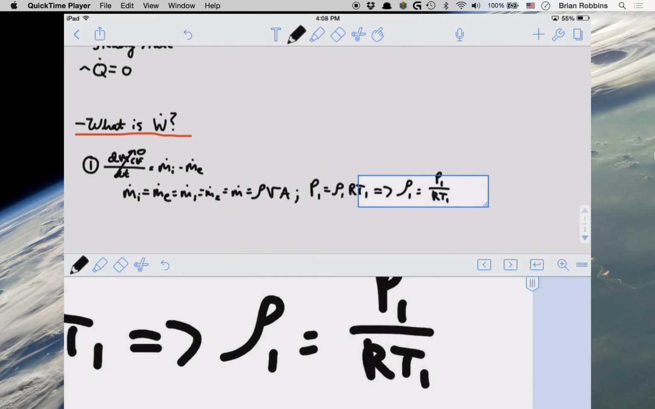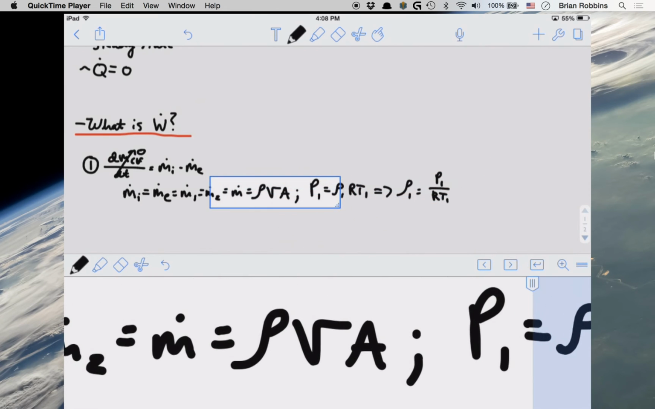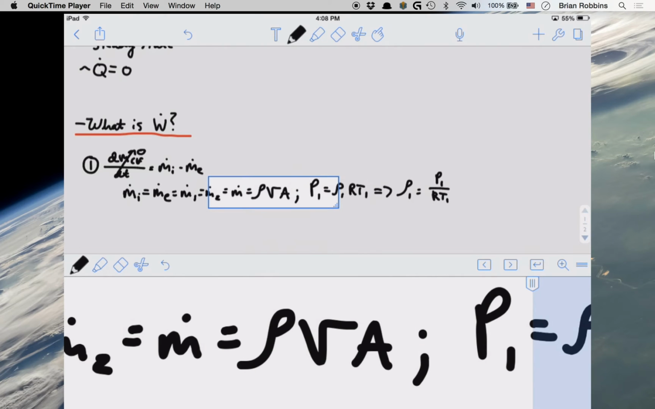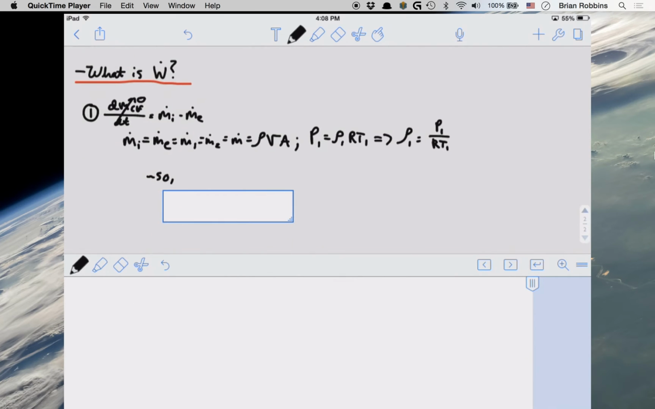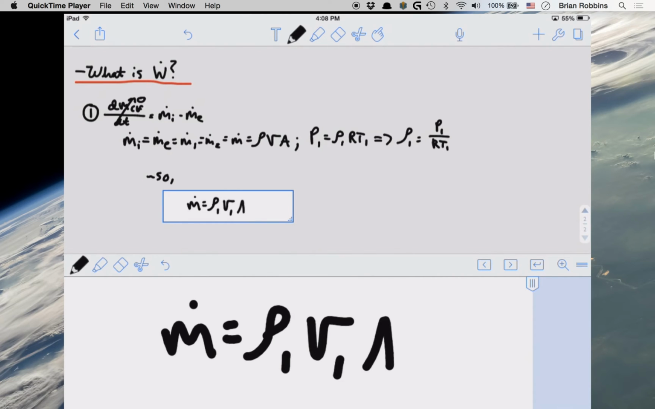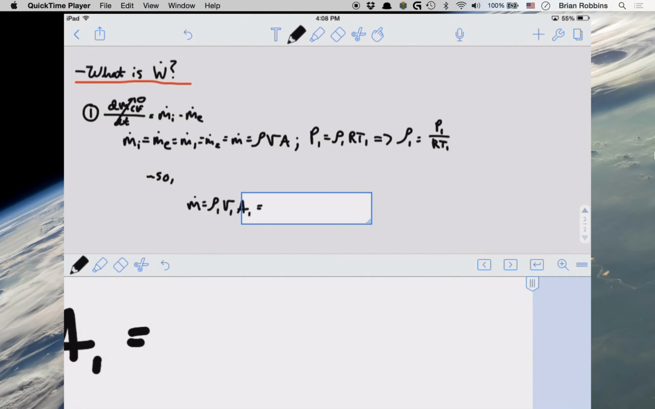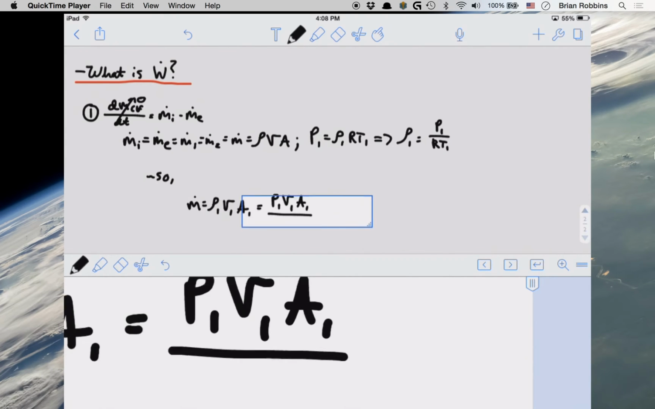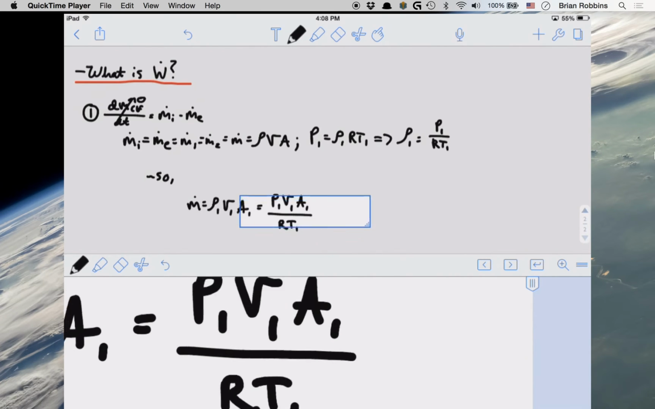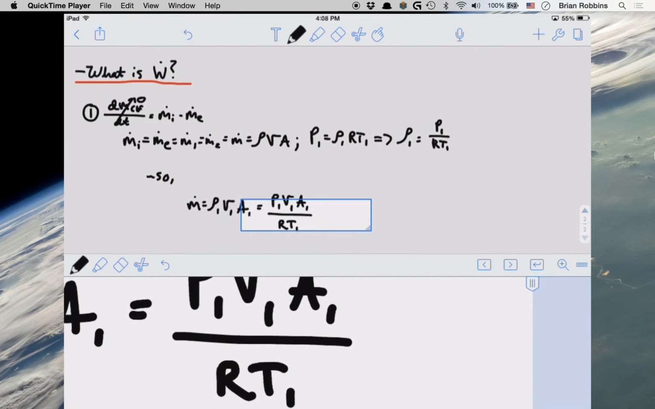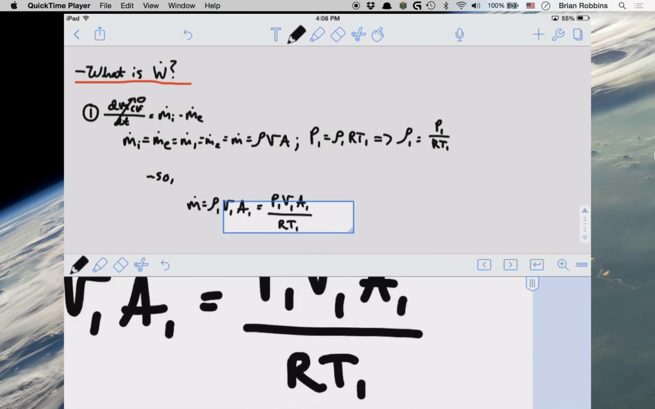So now what we can do is take this expression and plug it into our mass flow rate at the inlet conditions. So what we end up getting is m dot is equal to rho 1 V1 A1, which is equal to P1 V1 A1 divided by R T1. So here's our expression in terms of all properties that we know for our system at the inlet condition. And using this, we can calculate our mass flow rate.